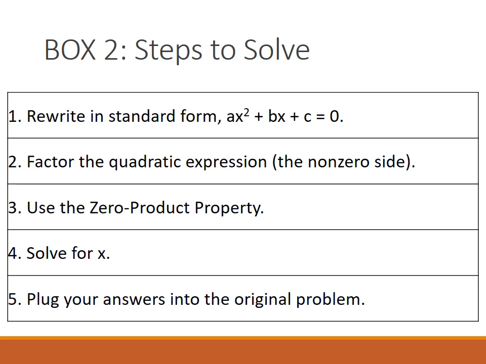In box 2, you're going to put your steps to solve. So our steps to solve. 1, we're going to rewrite in standard form, ax squared plus bx plus c equals 0. 2, we're going to factor the quadratic expression. So that's why we've been learning factoring for a week now, because you need that skill. 3, we're going to use the zero product property. 4, we're going to solve for x. And then 5, we're going to plug our answers into the original problem.